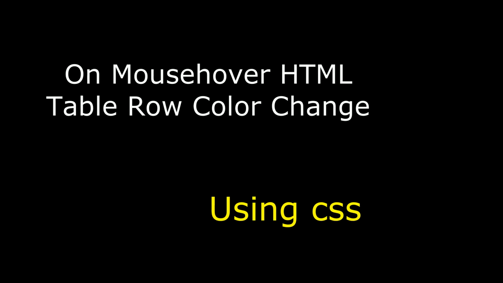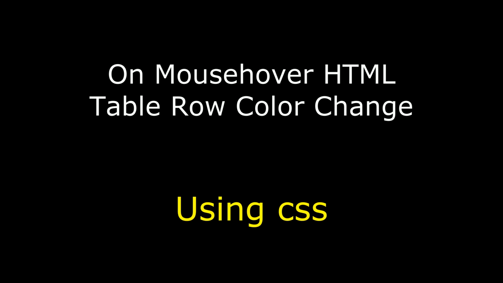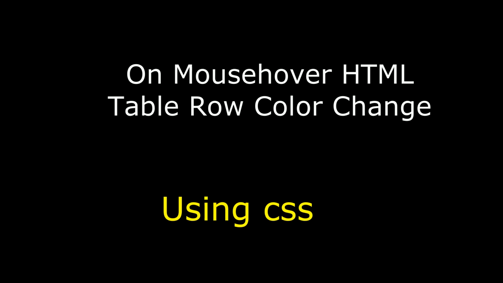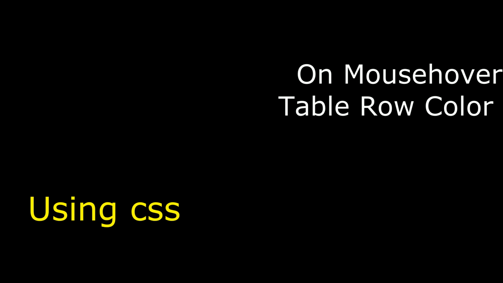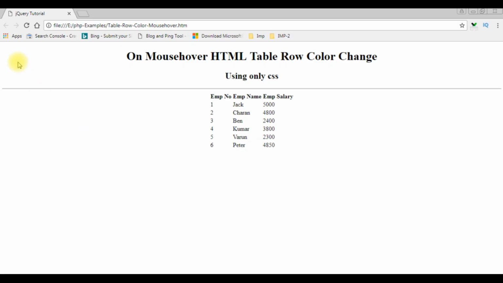This is Charan. In this video I will show you using only CSS styles how to change the table row color on mousehover. I'm reloading this browser. Now when I mousehover, see the row color is changing to red as well as the color of the font is white color.